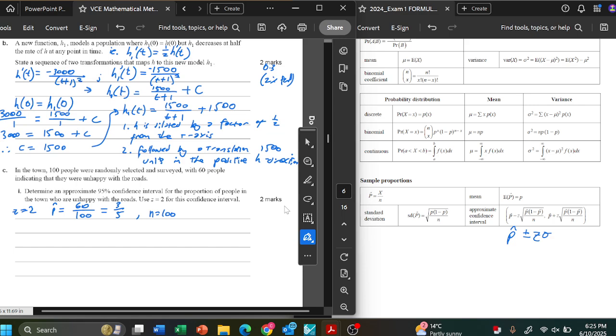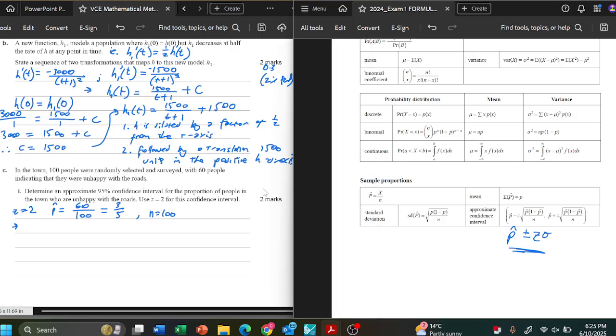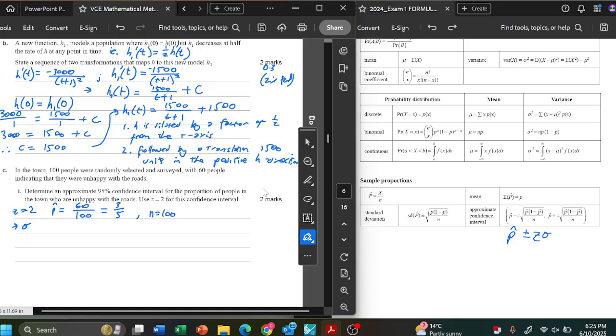To use this formula, we need to know what our standard deviation is. The standard deviation for a sample proportion is equal to the square root of p times 1 minus p over n. Once again, I found that here on the formula sheet. So let's go ahead and do that. By the way, it's p hat here, so a sample proportion.